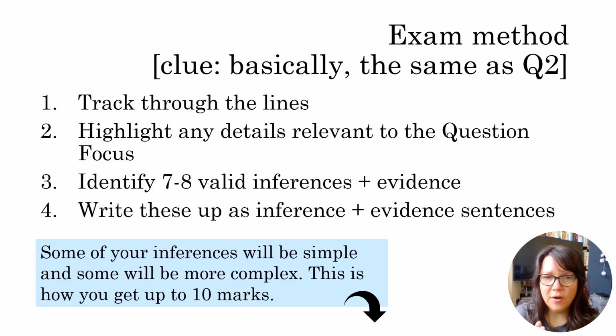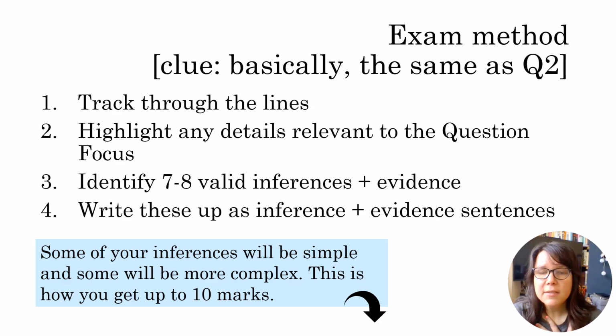You're going to identify 7 to 8, remember this is a 10-mark question, 7 to 8 valid inferences with evidence, and you're going to write those up as inferences with evidence. You don't need more than 8, and I'll talk about that in a minute, but you do need them to be valid and accurate. So it's more important that you are getting your valid and accurate inferences and evidence, not that you've got all 8 of them.